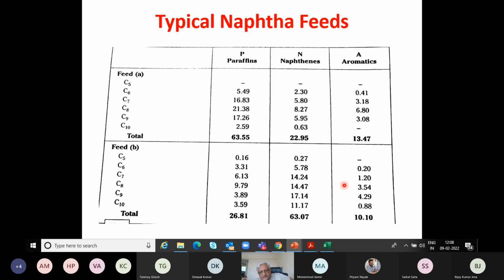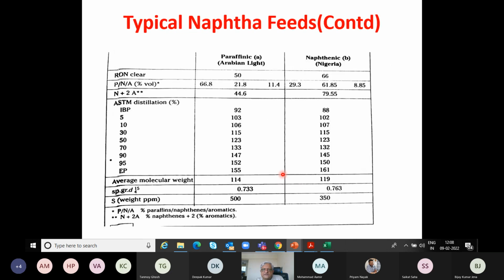The dehydrogenation of cyclohexane or cyclopentane to corresponding aromatics. So if it is cyclohexane, it gets converted to benzene. If it is methyl cyclohexane, it gets converted to toluene, and so on and so forth. But paraffin is more difficult, and we will understand why. So actually, the top feed is called a paraffinic feedstock. The bottom is called more of a naphthenic feedstock.